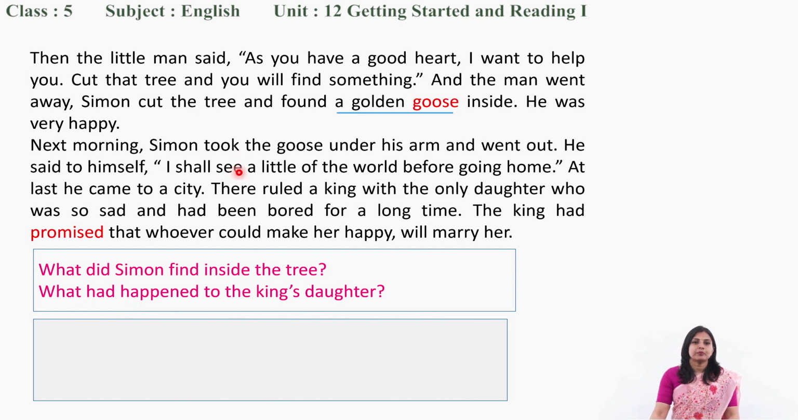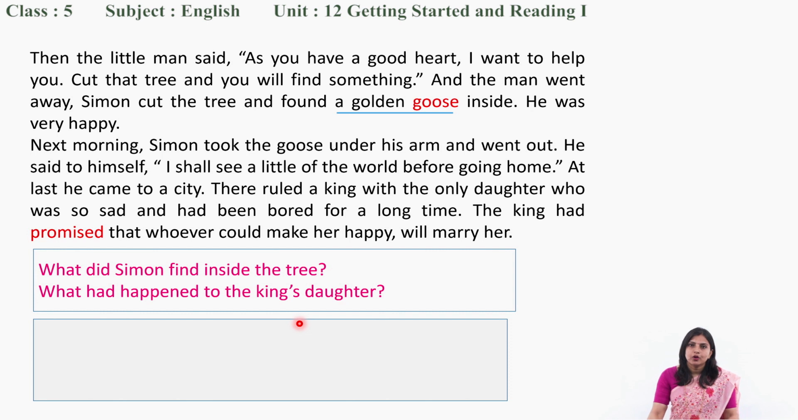Next morning, Simon took the goose under his arm and went out. He said to himself, "I shall see a little of the world before going home." He took his golden goose in his arm and he went on. He wanted to see the world before returning home. He wanted to have a look at something, right? At last he came to a city. There ruled a king with the only daughter who was so sad and had been bored for a long time.